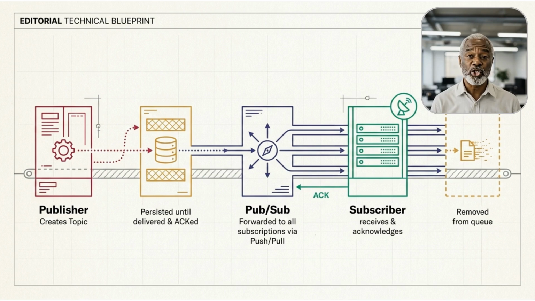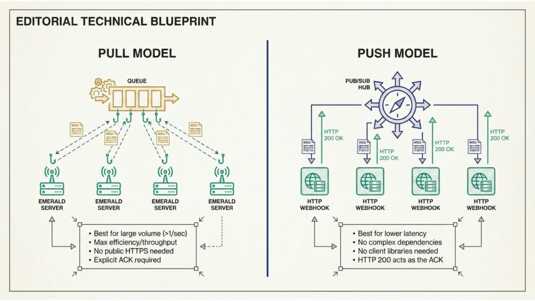Pub/Sub forwards them via push or pull to the subscriber, which receives and acknowledges the message before it is removed from the queue. The pull model is ideal for large volumes and maximum efficiency, requiring an explicit ACK. The push model offers lower latency and is best for simpler dependencies, with an HTTP 200 acting as the ACK.